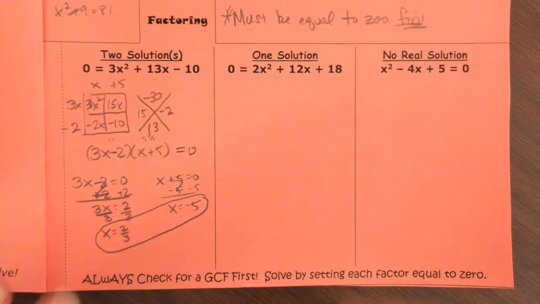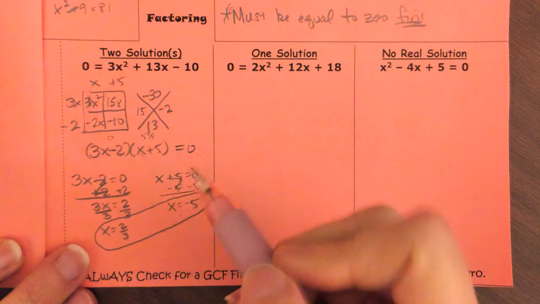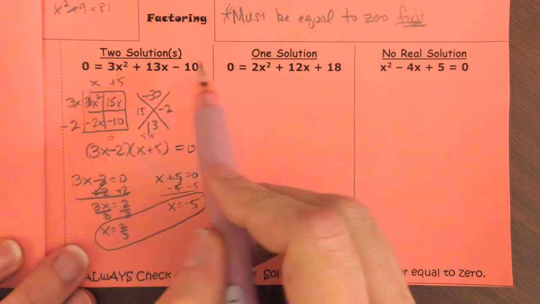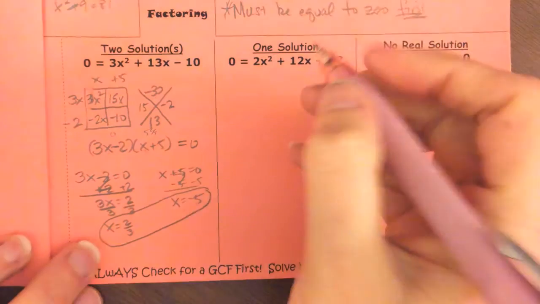Let's do another example, okay? Don't freak out. Basically, again, what this means is I have two possible values that are going to make this statement true, that are going to make 3x squared plus 13x minus 10 equal to 0. One of them is 2/3, one of them is -5. Let's try another one. Let's look at this one.